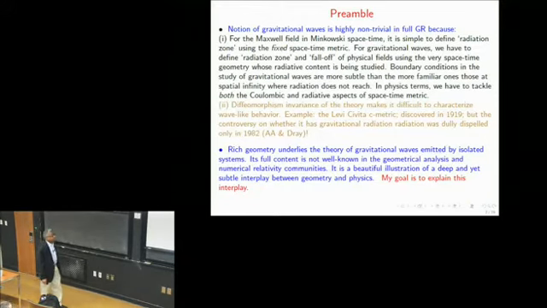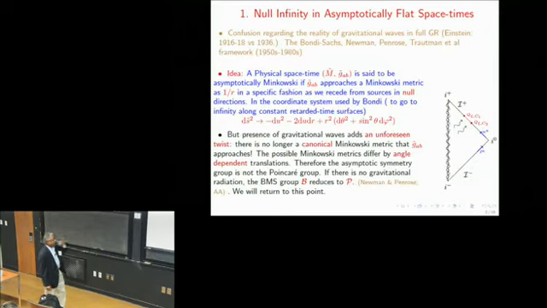The ridge geometry, there is a ridge geometry that underlies the gravitational waves that are emitted by isolated systems. But the full content of the geometry, I think, is not well known either in the geometric analysis circles or in numerical relativity circles. And so my goal is to explain this interplay between geometry and physics. Okay, so let me begin with null infinity and asymptotically flat space-time.